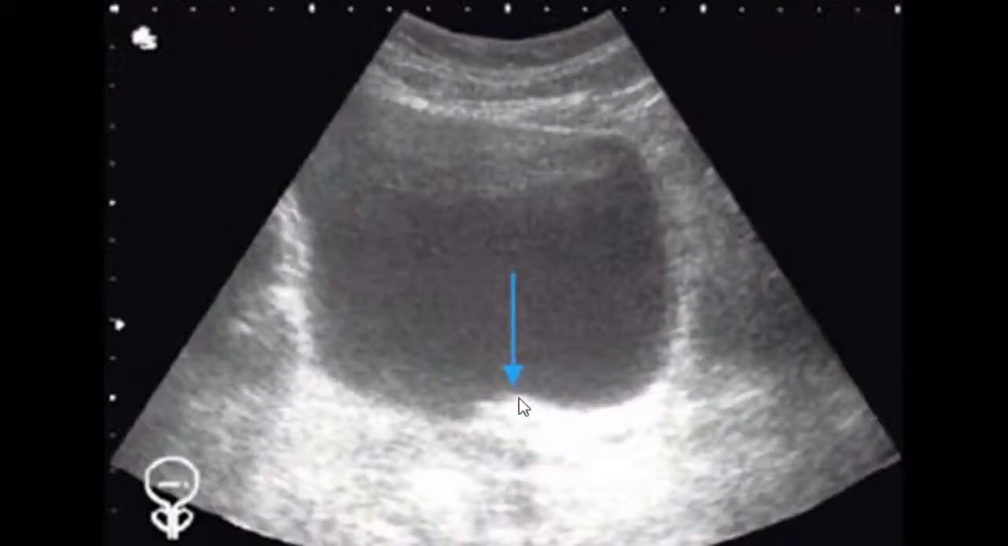In this field, we can see a small stone localized in the orifice of the ureter, in the cavity of the urinary bladder, a stone of the orifice of the ureter.